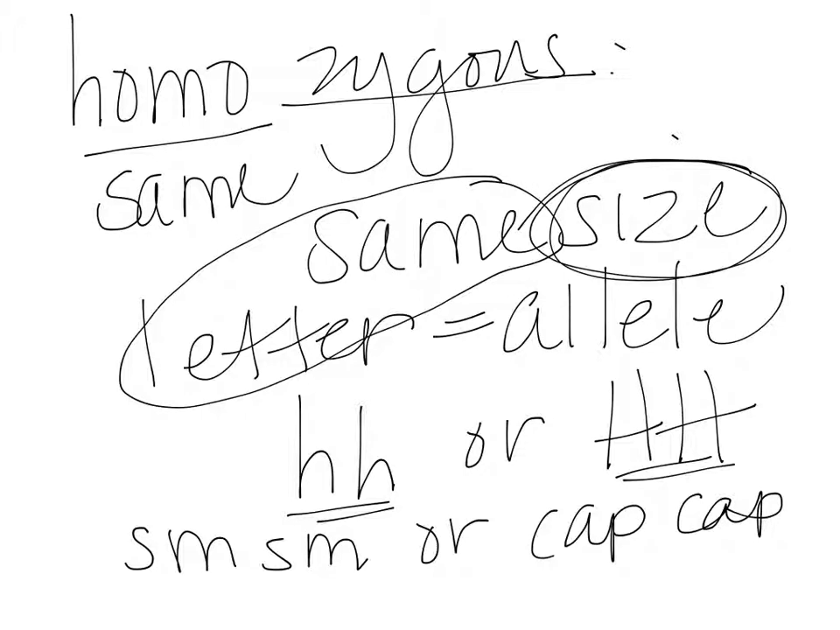Obviously, it's the same letter because we are choosing the first letter of the dominant trait. That's how we decide what letter to use. So we're always using the same letter, and that's something you're going to have to get used to. But when we're talking about homozygous versus heterozygous, we're talking about the same size letter, not the same letter.